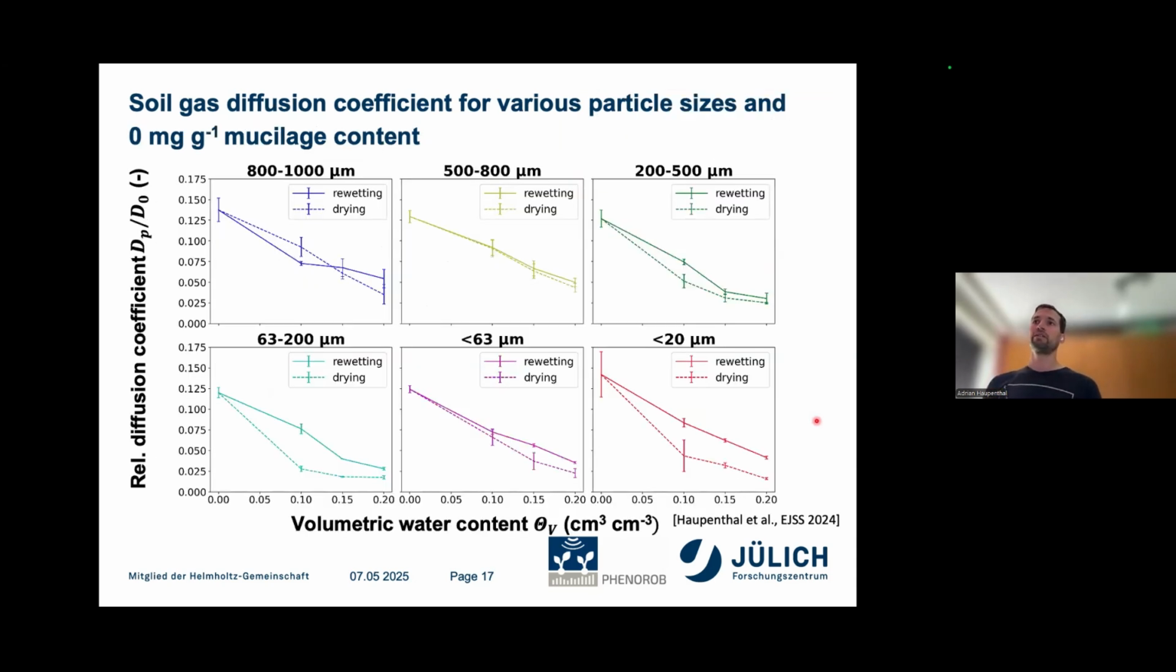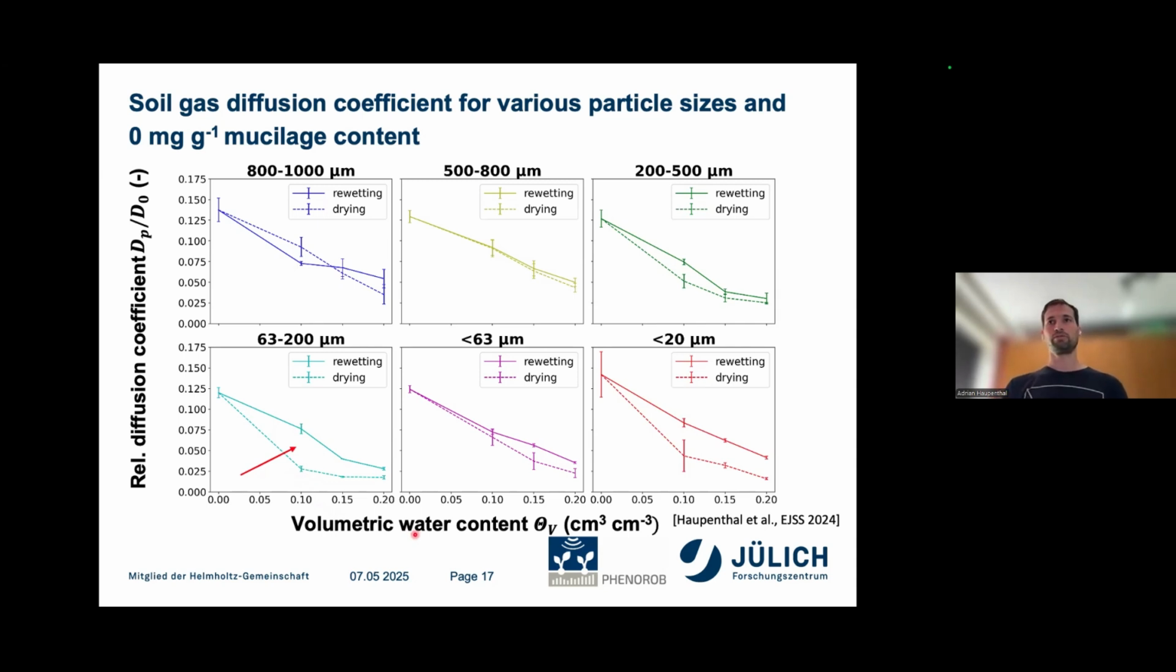If we now take a look at the results during a drying-rewetting cycle, here we start with the control soil, so without any mucilage. We have on the x-axis, again, the relative diffusion coefficient, on the y-axis, the volumetric water content. And overall, first we can see a reduction of the diffusivity with an increasing water content. But if we look closer at the fine-sized particles, we could see that we have a hysteresis effect. So we have a higher diffusivity during rewetting compared to a lower diffusivity during drying.